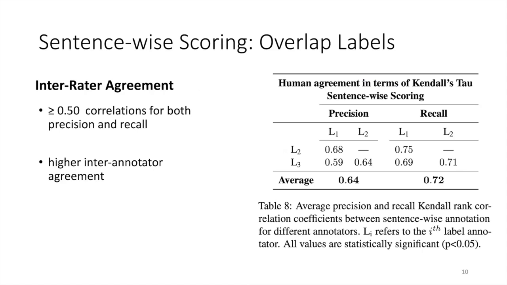Kendall rank correlation coefficient is used to compute the pairwise annotator agreements for the sentence-wise labeling scheme. The table here shows the correlation for both precision and recall, which is greater than 0.5, signifying higher inter-rater agreement.